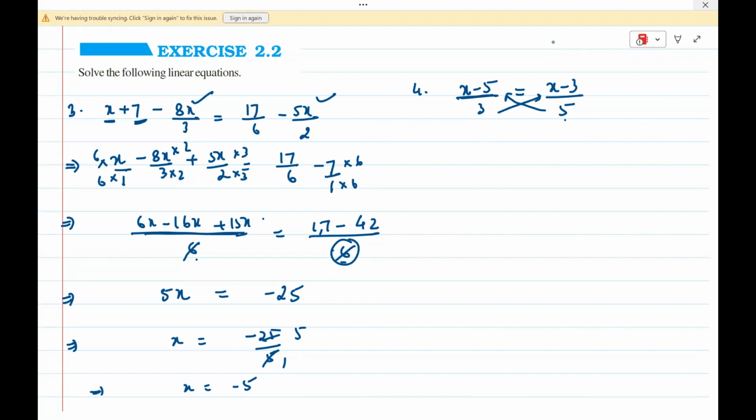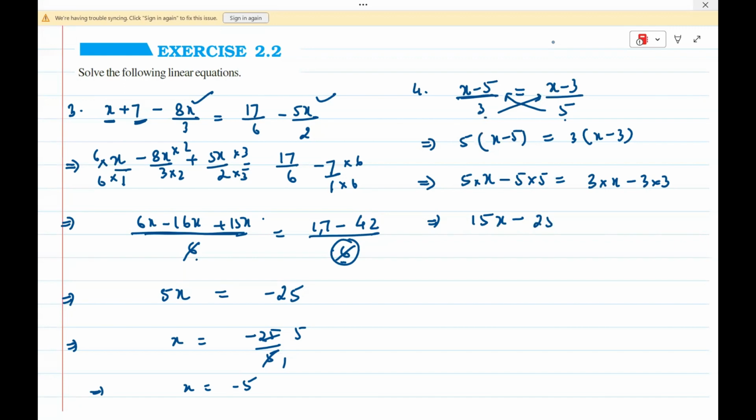That means 5 will go here in multiplication, that is 5 times (x minus 5), and 3 will go that side. Now, to multiply the number inside, we will use the distributive property, which we have learned in chapter 1. So here 5 into x, minus 5 into 5, and here 3 into x, minus 3 into 3. This will give you 15x minus 25. Not 15, sorry, this is only 5x. 5x minus 25, 3x minus 9.